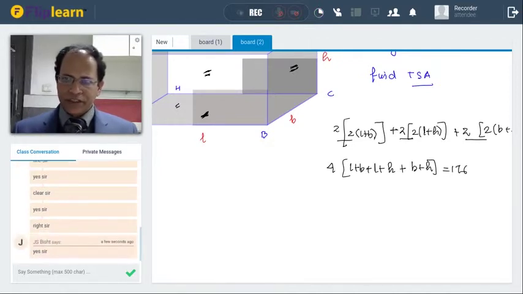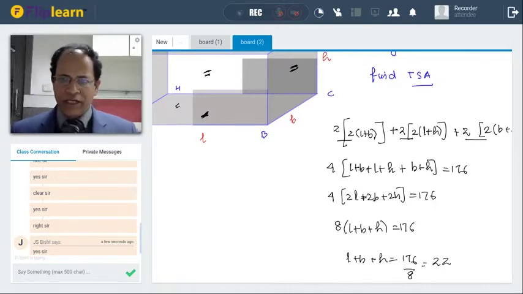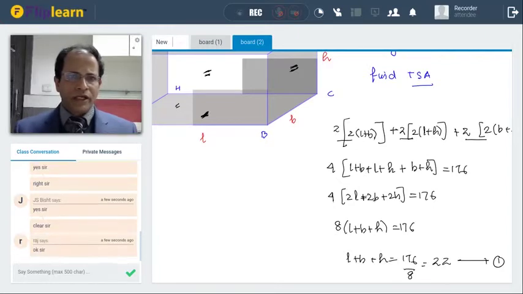Now, again, we have L plus L, which is 2L, and this is 2B, and this is 2H, which is equal to 176. So again, 2 will be taken common. It becomes 8 into (L plus B plus H), which is equal to 176, or L plus B plus H is 176 upon 8, that is 22. I hope this is clear, everyone. You can take this as equation number 1.